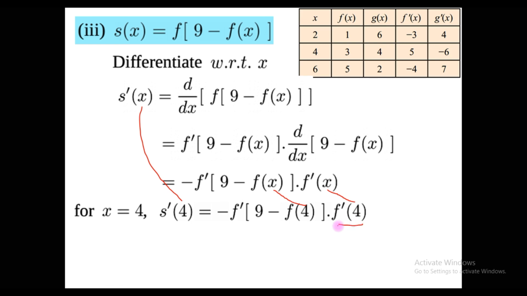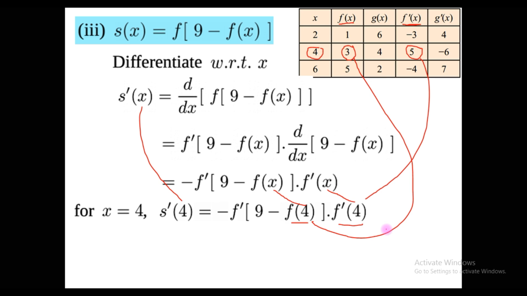Where can I find the value of f dash of 4? This is the f dash part, and for f dash of 4, this is a 4. F dash of 4 is nothing but 5. And what about f of 4? I have to look at this column, and this is f of x. In place of x, there is 4. So what is f of 4? F of 4 is this 3.